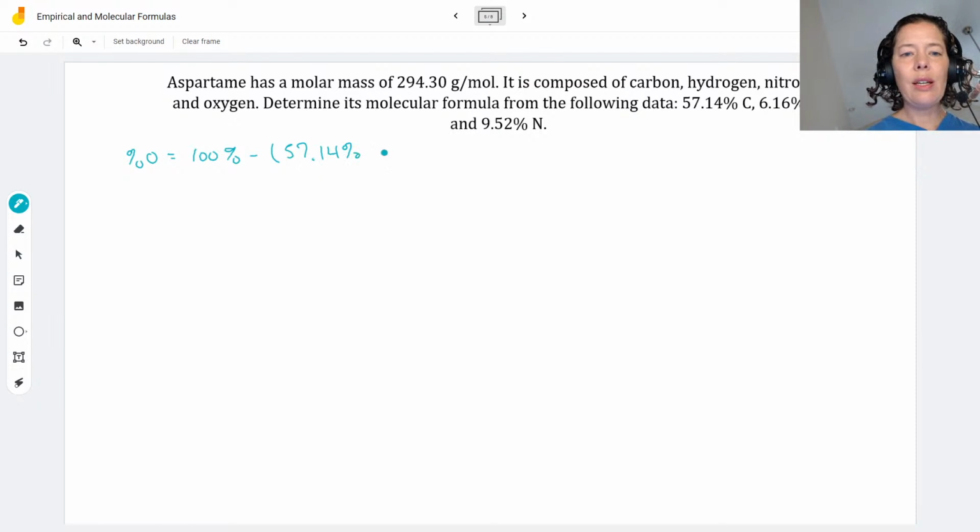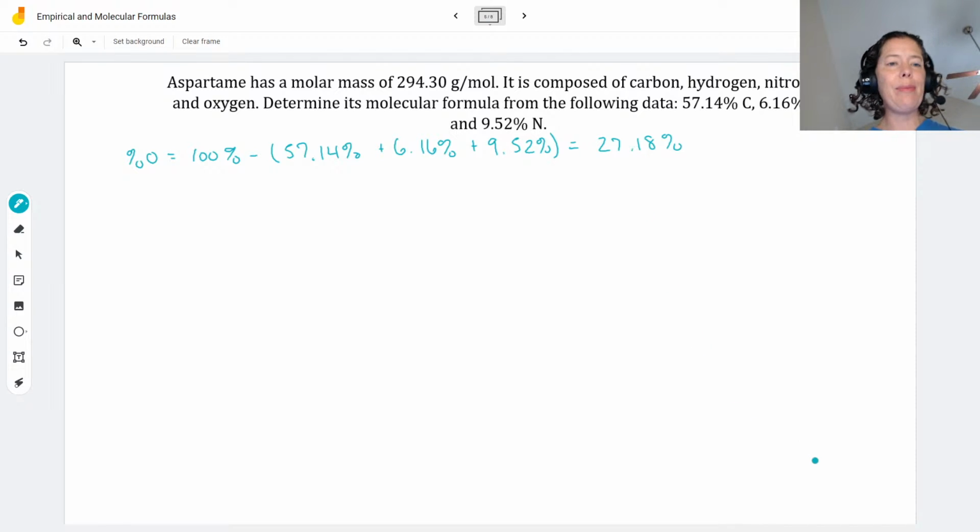So this is 57.14% plus 6.16%, and our nitrogen last. All right, so this will give us our percent oxygen, and if we do this, we get 27.18% oxygen. Okay, great. Now we have all of our percentages.